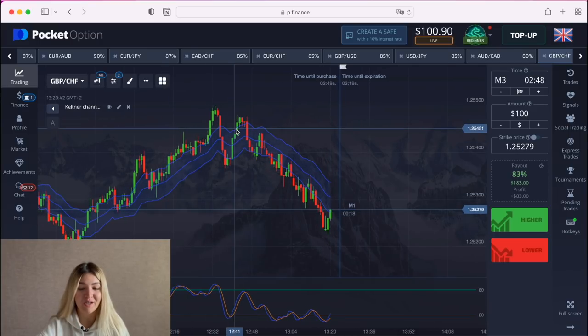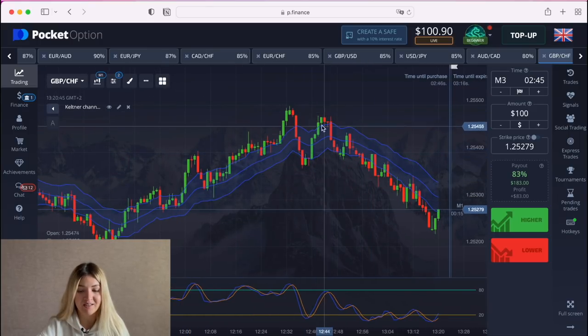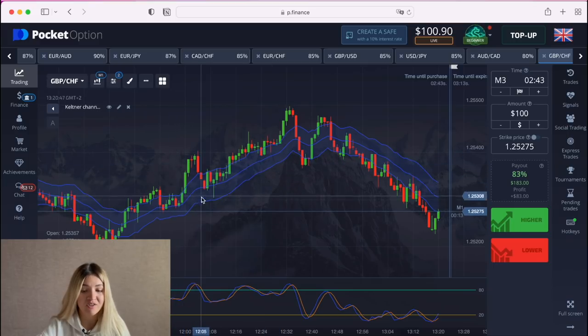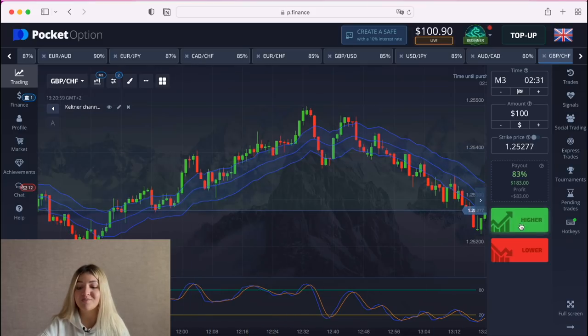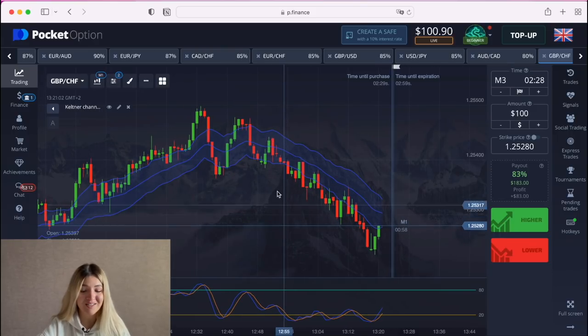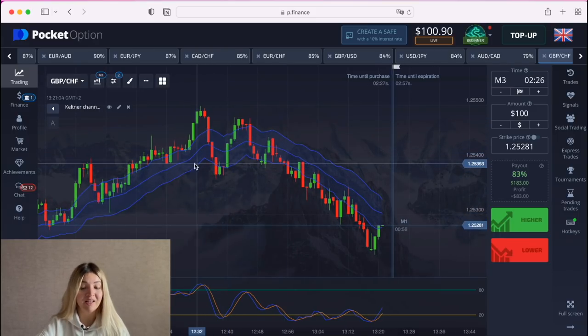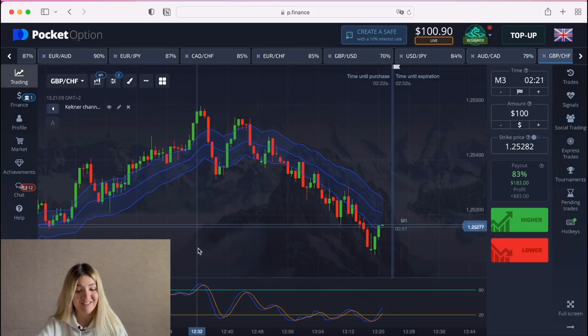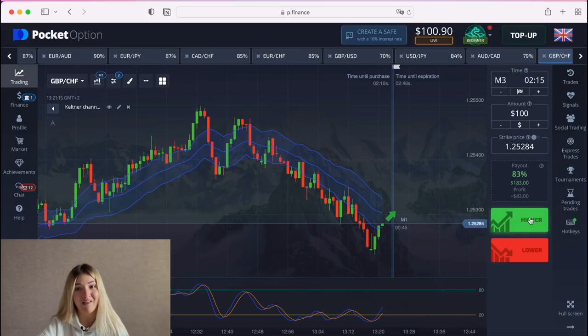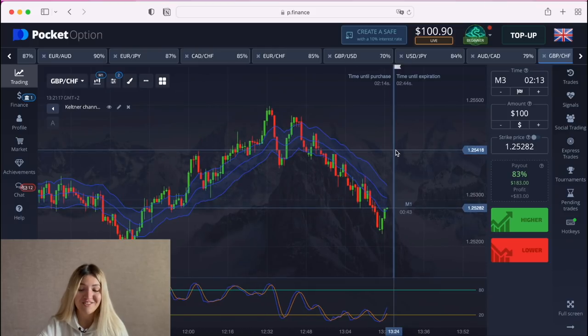And what should we do here? When we see that the green candle crosses the Keltner channels line, and also stochastic oscillator is in overbought conditions, and when we see that the red candle begins, it's a good moment for us to make a put option. Okay, and vice versa, like here we see that the red candle crosses the lower line of Keltner channels, the green candle just started, the stochastic oscillator is in oversold conditions, and it's a good moment for us to make a call option.